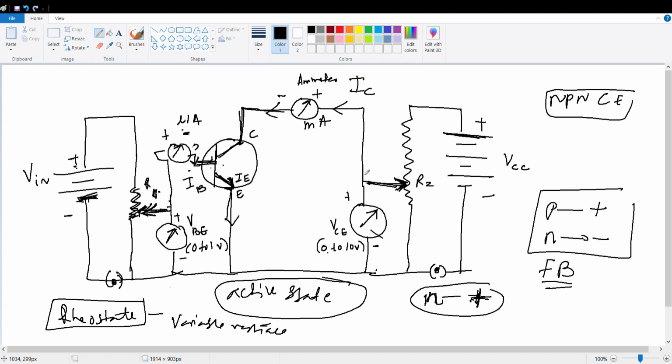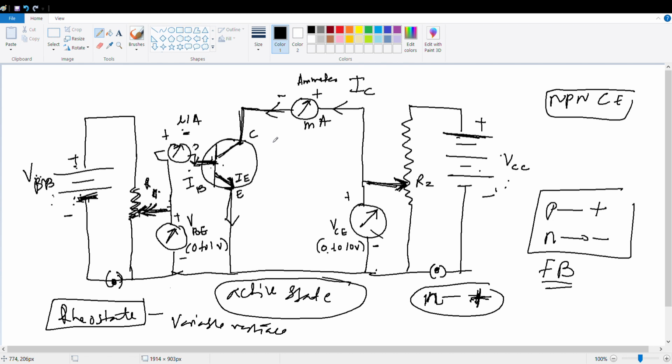And these two batteries are for what? For biasing. We can say VBB, because it is connected to base, and this is connected to collector, VCC. So the two batteries VCC and VBB are for biasing. VBB is for base forward bias, and VCC is for collector reverse bias. Is it clear, everybody?